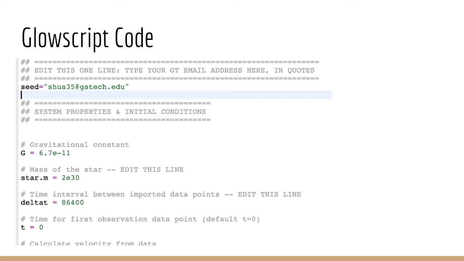So now looking at our GlowScript code, we can see that in the initialization setup I changed my seed to be my email, the mass of the star to be 2.0 times 10 to the 30th, and delta t to 86,400 seconds, which is the conversion of one Earth day to seconds.